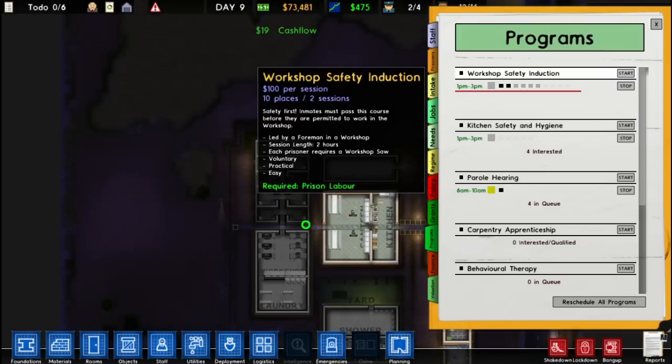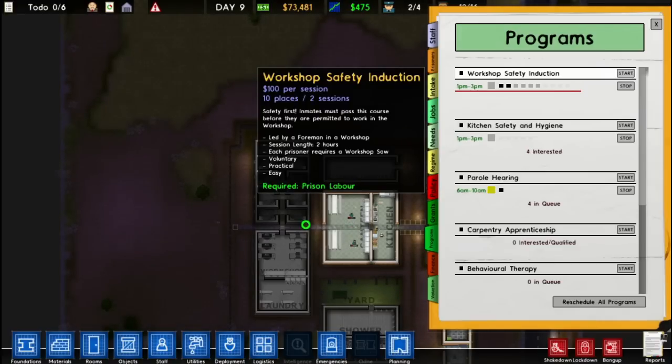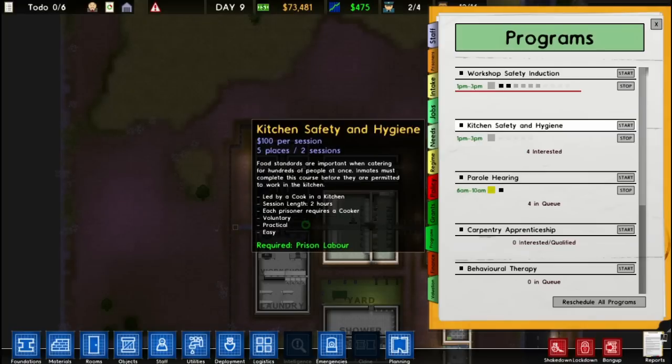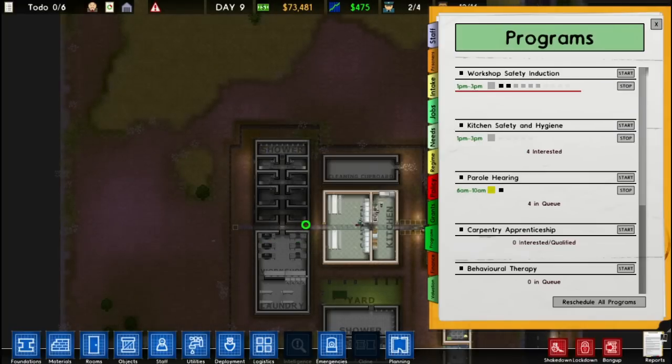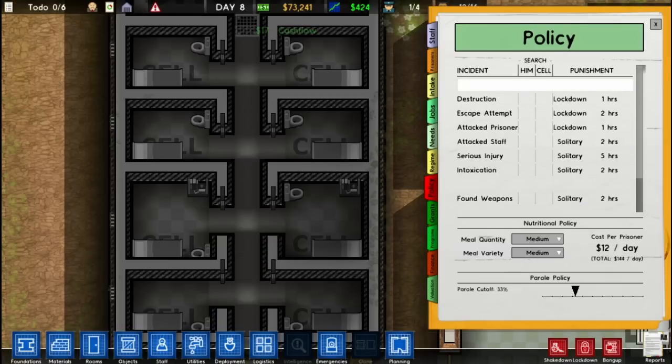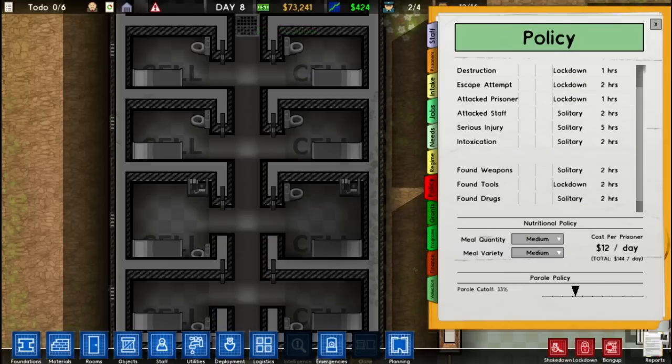When a prisoner is suppressed, their ability to learn goes to almost nothing. And so their ability to pass classes like workshop safety and kitchen safety greatly reduces if you suppress prisoners. So it's not a good idea to suppress all of your prisoners. So that is the punishment portion of policy. Next, let's look at the nutritional portion of policy.